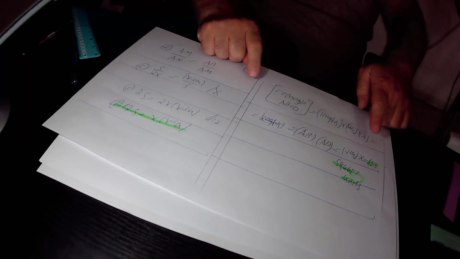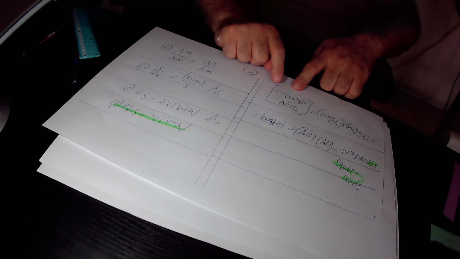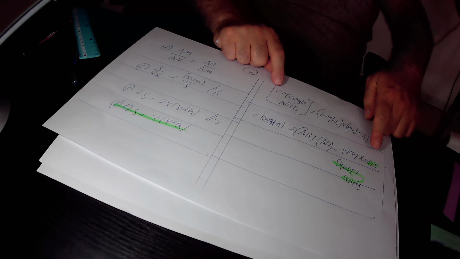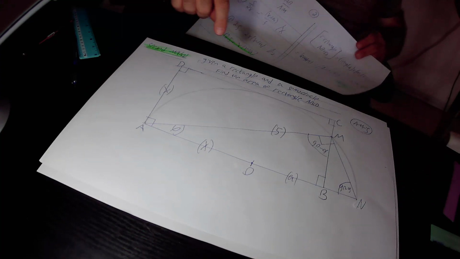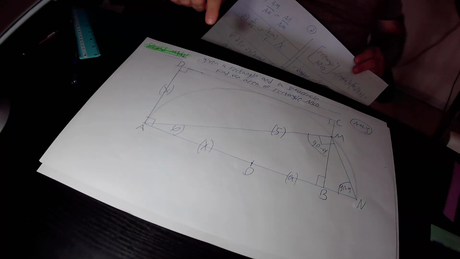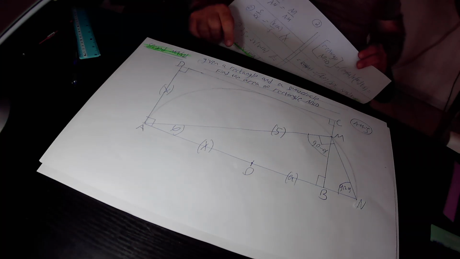We did it, and we found that in total the area of the rectangle ABCD equals 12.5 square units. So in both methods, we found that the area of this rectangle ABCD is equal to 12.5 square units. Okay, thank you very much.